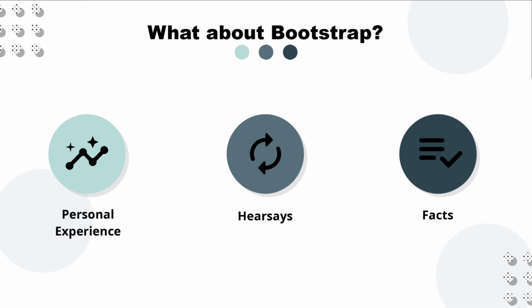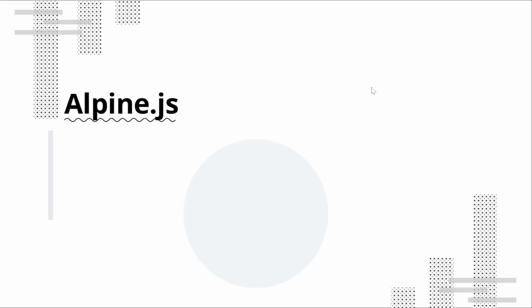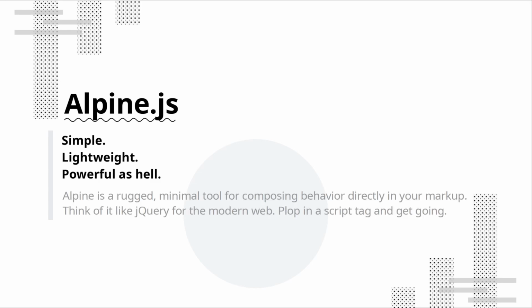Right. Now let's move on to Alpine JS. So I will once again not paraphrase anything. I will just straight away tell you what the website is saying. Like it's simple, lightweight, powerful as hell. So it says that Alpine is a rugged, minimal tool for composing behavior directly in your markup. Think of it like jQuery for the modern web. Plug in a script tag and get going.